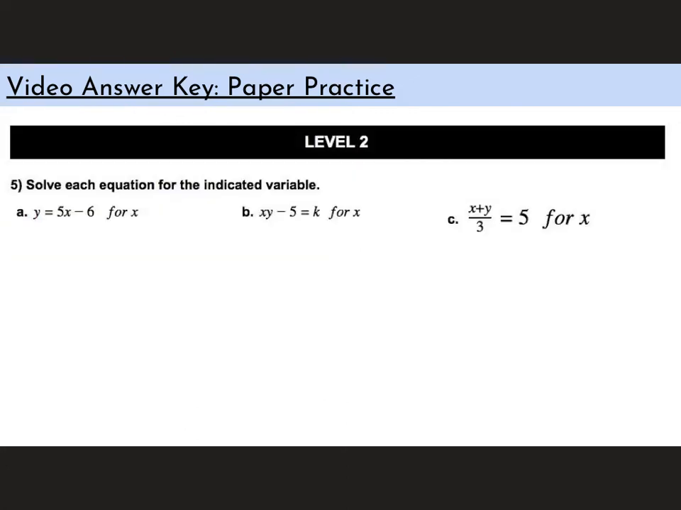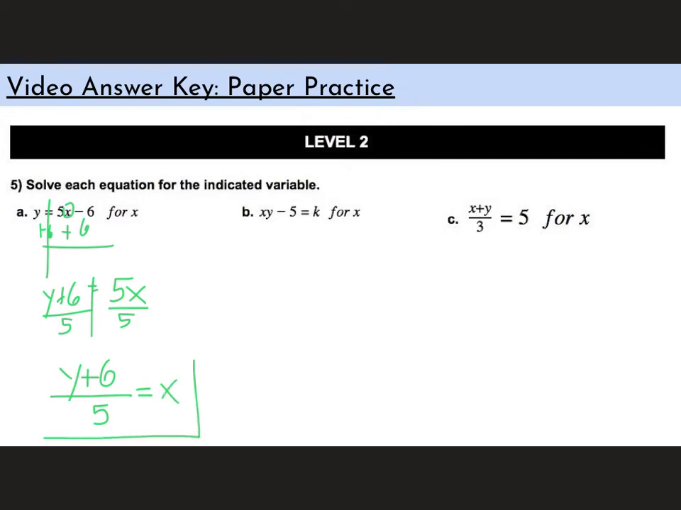Some level 2 examples, trying to get x by itself. Let's go ahead and add 6 to both sides to start. So we'll have y plus 6 equals 5x. Now to get rid of times 5, we'll divide by 5, and we need to divide the entire side by 5. So we will come out here with y plus 6, all of this divided by 5, equals x.